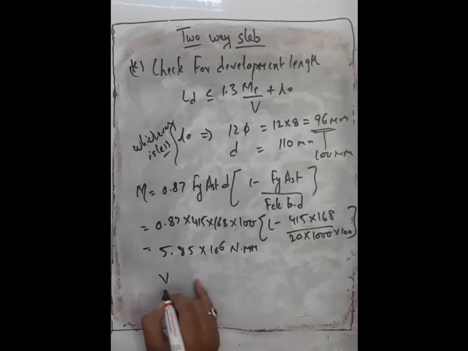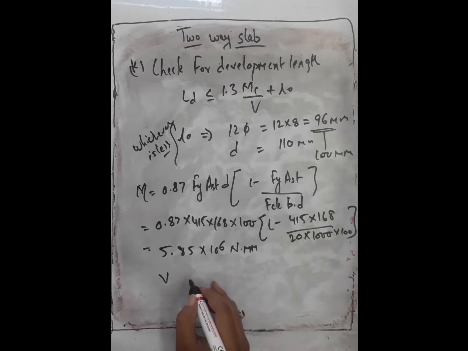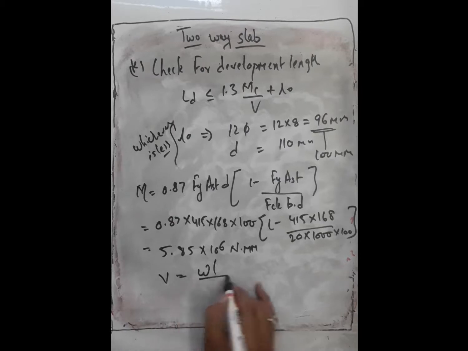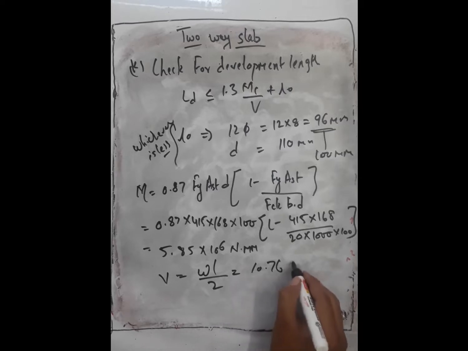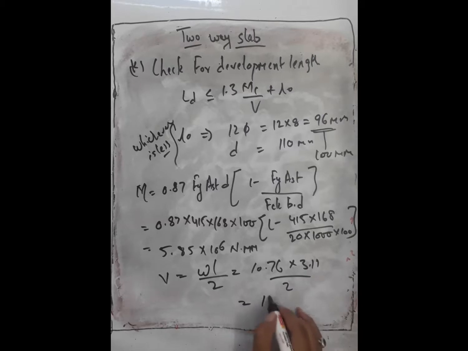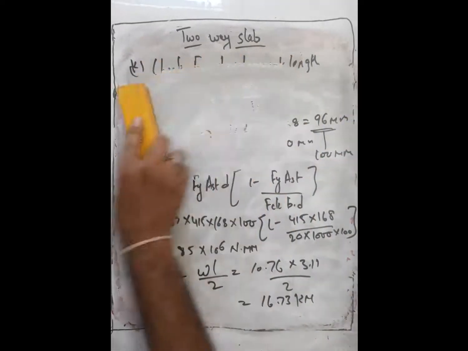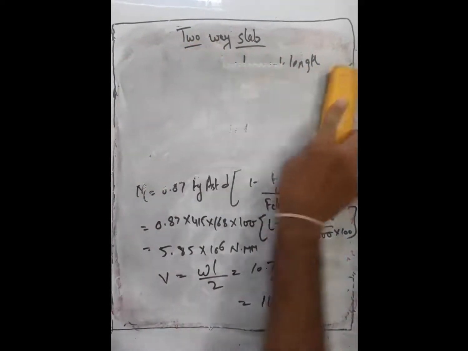Now we have to find the V or shear force. For finding the shear force, we know that V is equal to WL by 2. So W is equal to 10.76 into 3.11 divided by 2. So you get 16.73 kilonewton. After finding the M and V, we have to put these values in our equation.